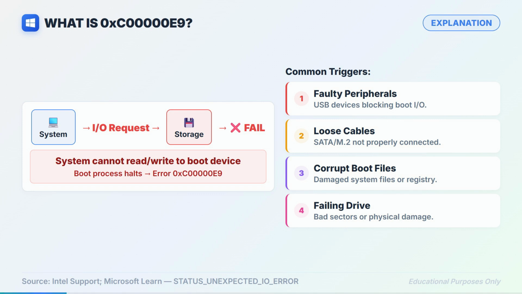Error 0xC00000E9 means the Windows Boot Manager encountered an unexpected input or output error during startup. An I/O error happens when the system cannot read from or write to a storage device. This prevents Windows from loading critical boot files. The most common causes are faulty peripherals, loose cables, corrupt system files, or a failing hard drive.